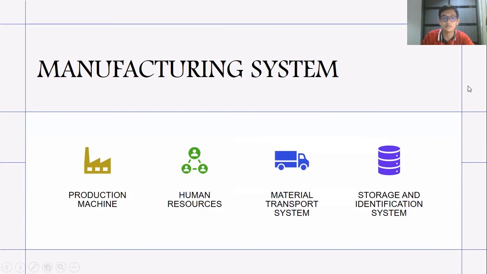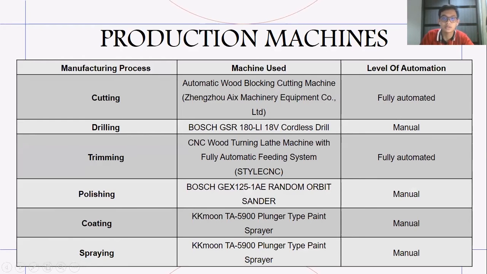Manufacturing system: I would like to present my part, which is the production machine and the human resource. Production machine. Here we have five machines used for the manufacturing of our product, which is the gasing. The first one, which involves the manufacturing process of cutting, is the automatic wood blocking cutting machine, Zhengzhou X Machinery Equipment Co. Limited. The level of automation is fully automated. This machine is used in the first part of manufacturing, when the wooden blocks are cut into uniform pieces to reduce wastage.